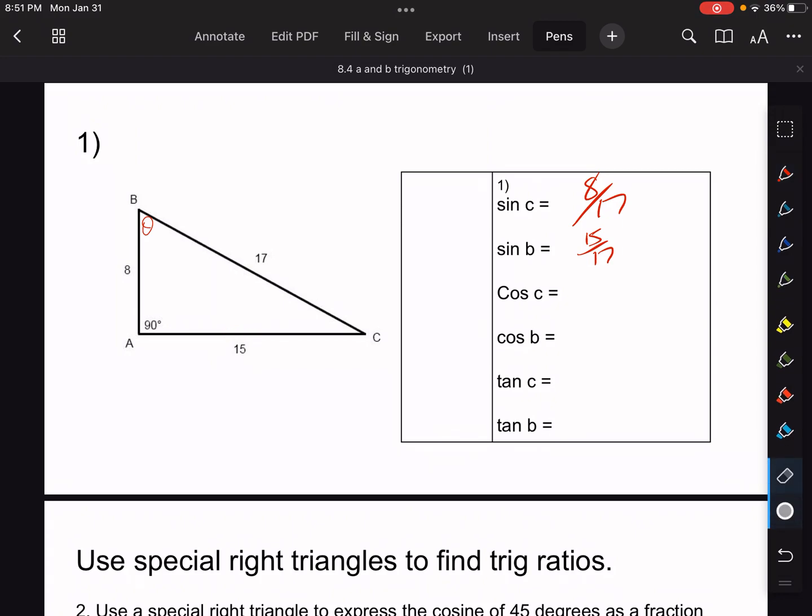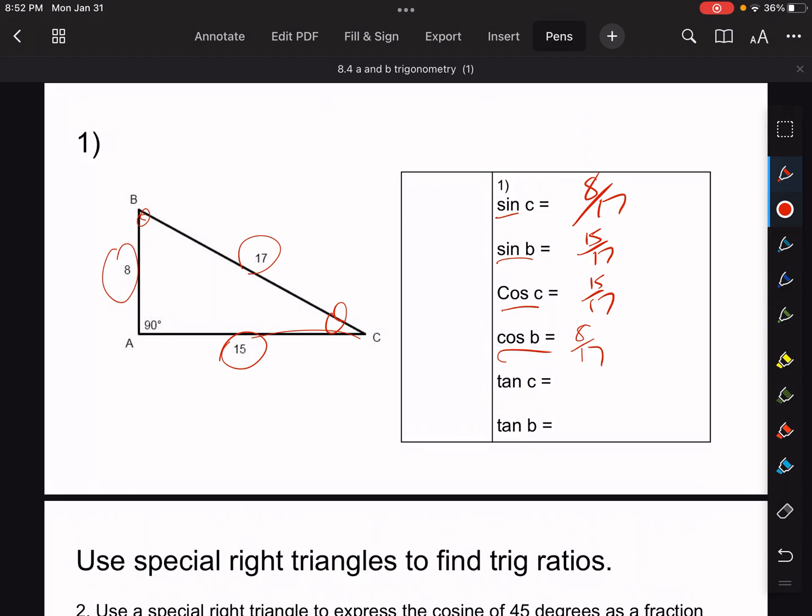All right, and then we go to cosine of C. Cosine of C is, again, this perspective, which would be adjacent, which is 15, over hypotenuse, which is 17. And the cosine of B, if you were at this perspective, would be 8 over 17. So notice the cosine of B is equal to the sine of C. That's kind of interesting. And the sine of B is equal to the cosine of C.